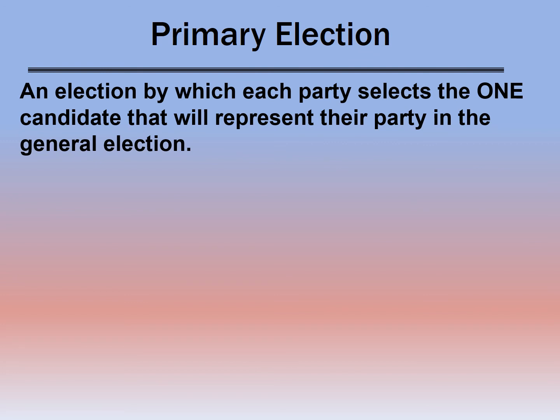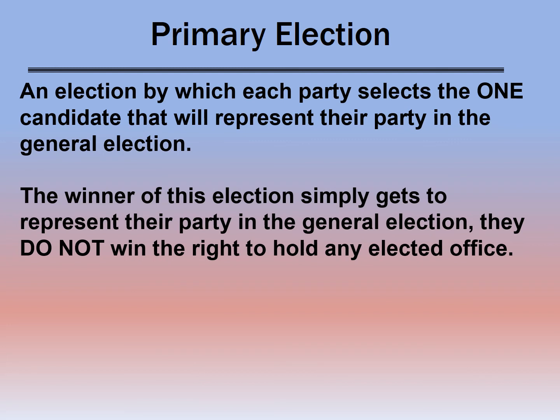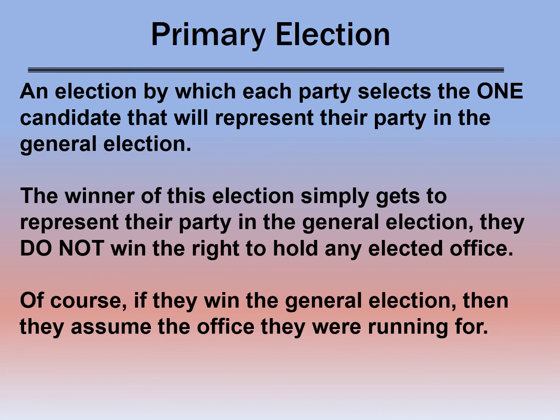Each party picks one candidate of all the people that wanted to be their party's nominee to represent them in the general election, which is the final election in November. The winner of the primary simply gets to represent their party in the general election. They do not win the right to hold any elected office. They still have to campaign against the nominee from the other party, one Democrat, one Republican, and they have debates and all kinds of commercials on TV. And then in November, the voters and the Electoral College will choose one of those two to be the president. Of course, if they win the general election, then they assume the office they were running for.